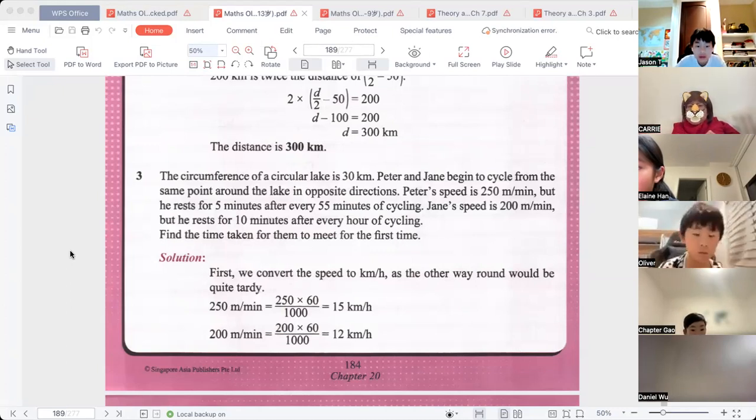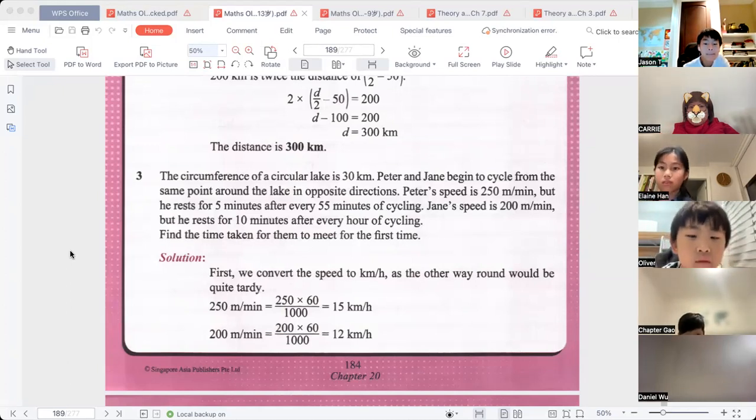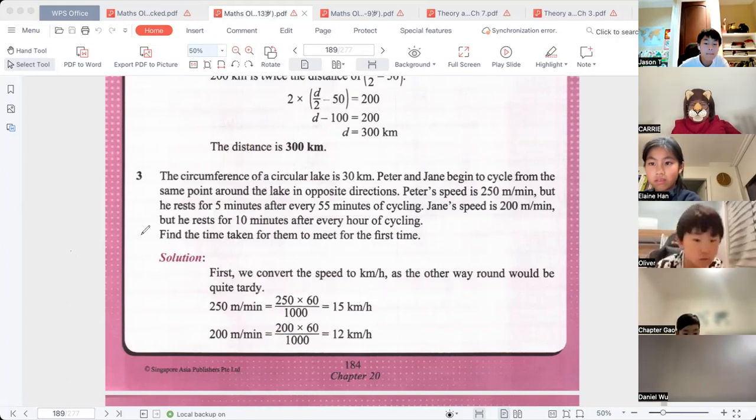Peter's speed is 50 meters per minute, but he rests for 5 minutes after every 55 minutes of cycling. Jane's speed is 200 meters per minute, but she rests for 10 minutes after every hour of cycling. Find the time taken for them to meet the first time.